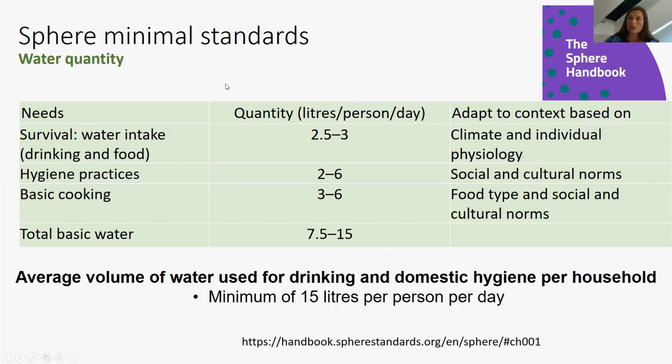The minimum standards for Sphere, you might know them, or you might find them in the Sphere Handbook, which is linked below. For survival needs, water intake for drinking and food, it's only about 2.5 to 3 liters of water. For hygiene practices, up to 6 liters. We need some water for basic cooking, between 3 and 6 liters. And total basic water results in 7.5 to 15. So basically, Sphere states that a minimum of 15 liters per person per day should be provided. This should be adapted to the local cultural context as well as the climate and conditions.